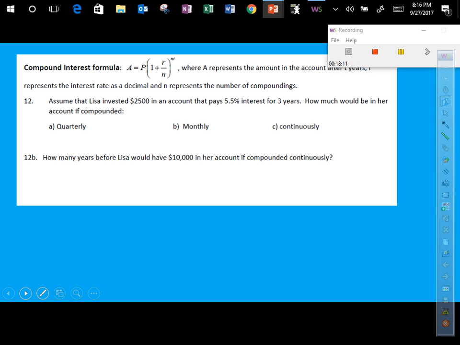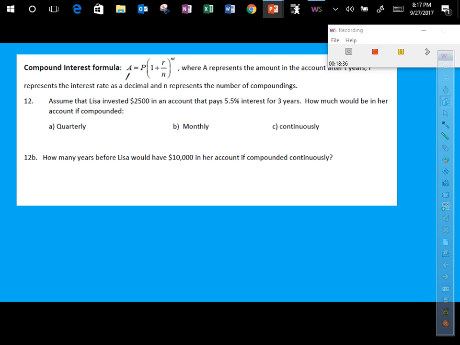Now this should be review from your Algebra 2 days, guys. Compound interest formula. I've listed it there for you. A equals capital P times 1 plus r over n, raised to the n times t. Just to make sure that you remember what everything is. A represents the amount in your account. P is the original investment, called the principal. R is your interest rate as a decimal. N is the number of times your money gets compounded.